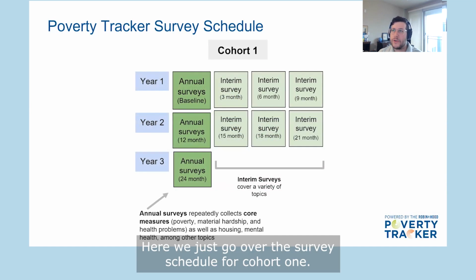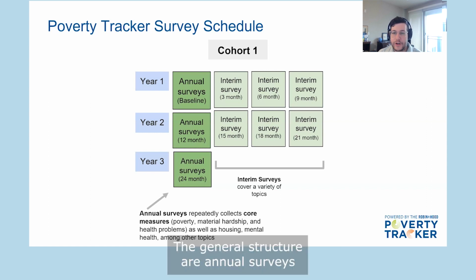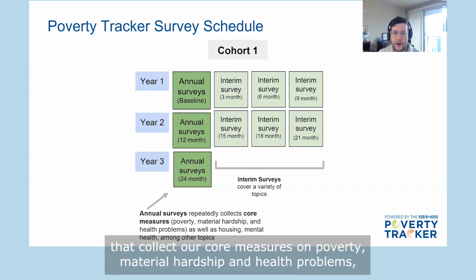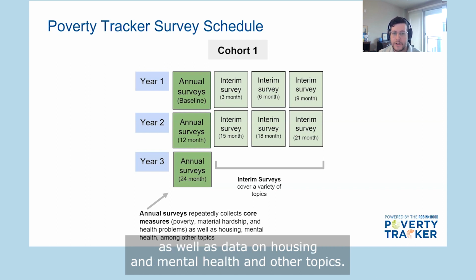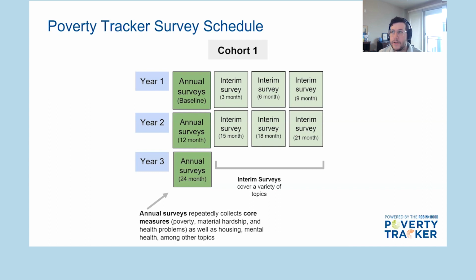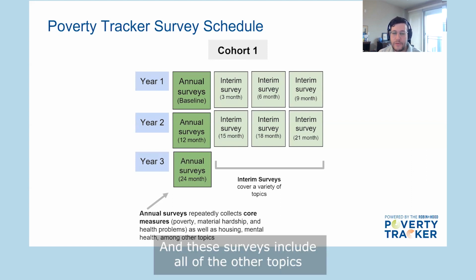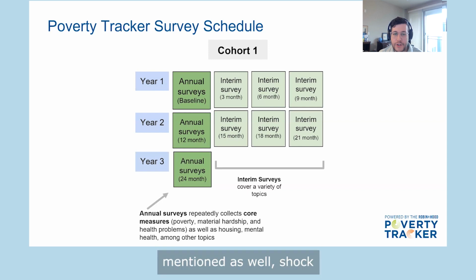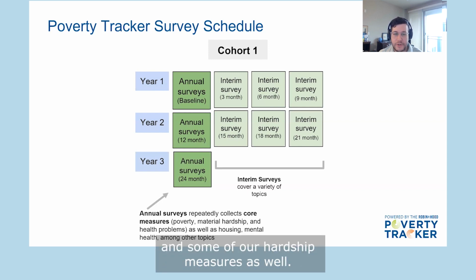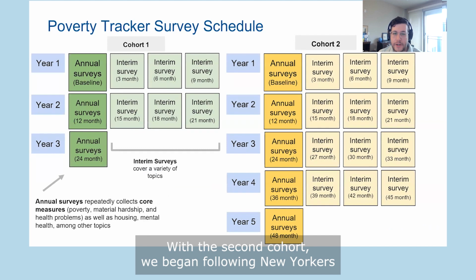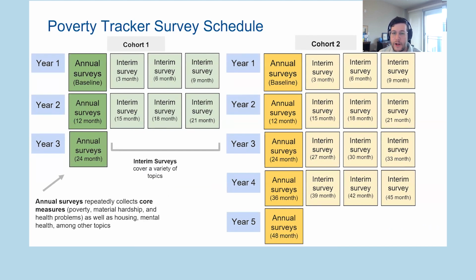And so here we just go over the survey schedule for cohort 1 to start. The general structure is annual surveys that collect our core measures on poverty, material hardship, and health problems, as well as data on housing and mental health and other topics. And we have our quarterly surveys, which happen after the annual surveys, in about 3-month increments. These surveys include all of the other topics mentioned, as well as shocks and some of our hardship measures as well.